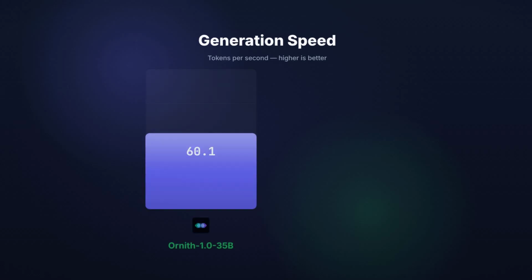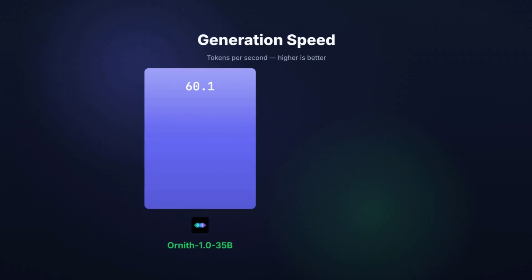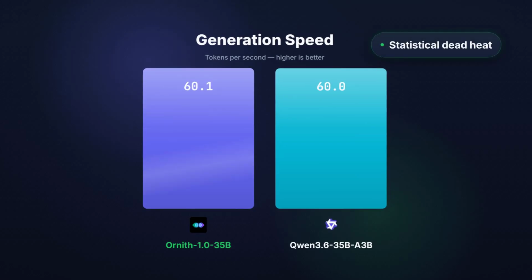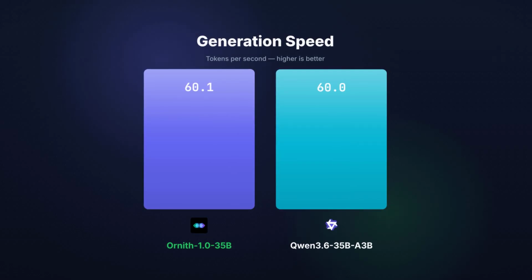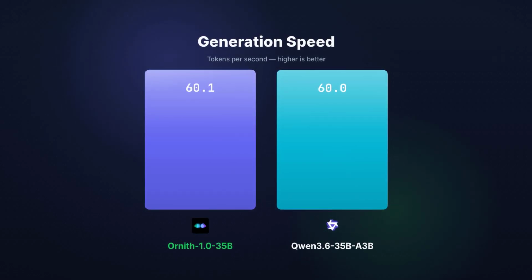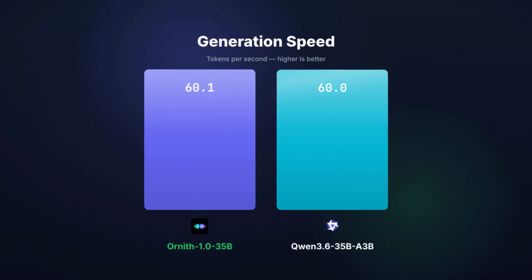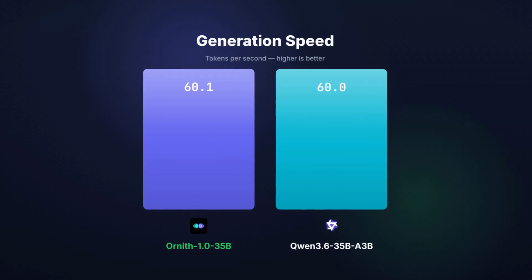The hardware performance is where things get genuinely fascinating. Generation speed. The tokens per second you see streaming across your screen is a statistical dead heat. Ornith averages 60.1 tokens per second across all prompts. Qwen averages 59.97. You would never notice the difference. However, the pattern underneath is different.